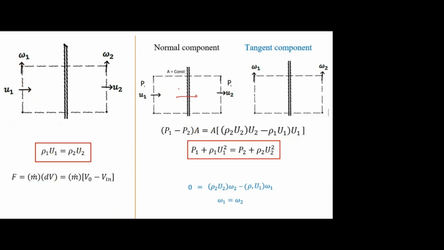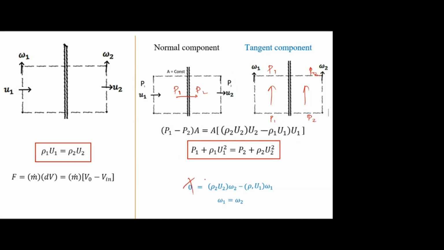Only here we have different pressures, P1 and P2. There is no pressure difference here. Here also P2, here also P2. Similarly, here also P1, here also P1. So there is no force in this tangential direction, right? So this force component is 0.